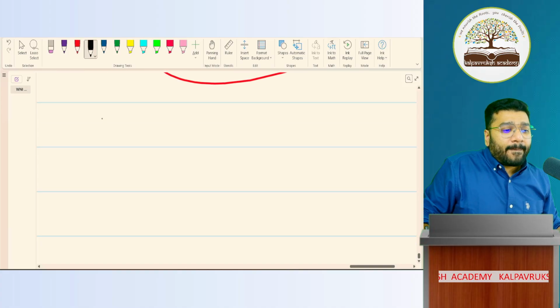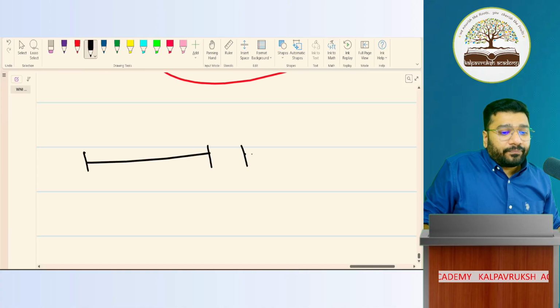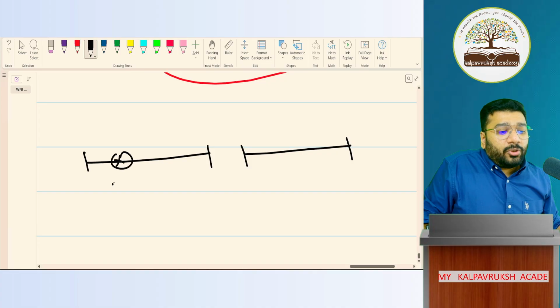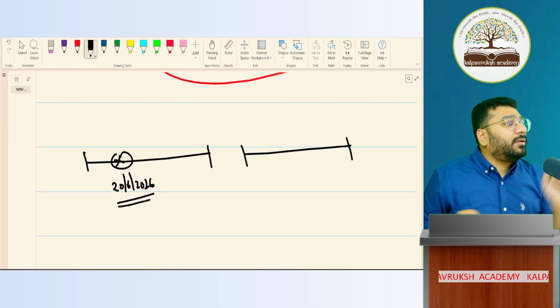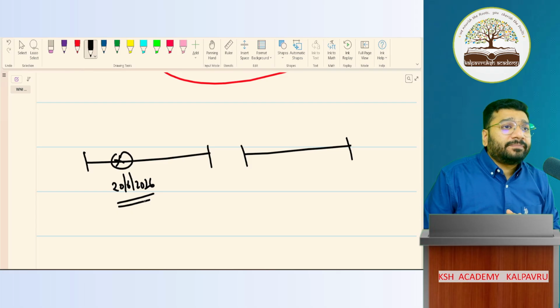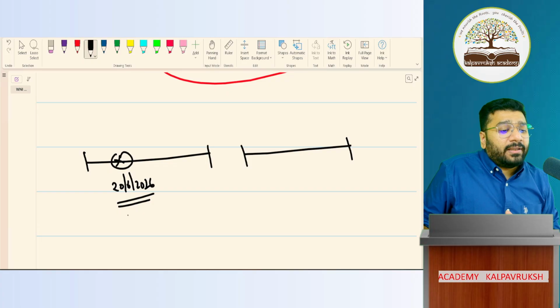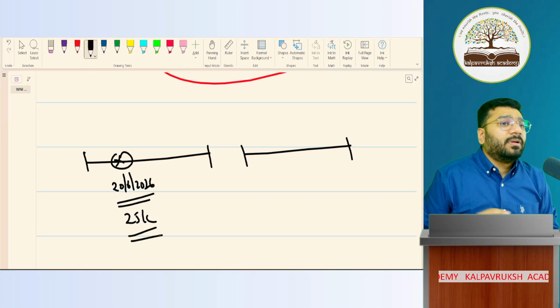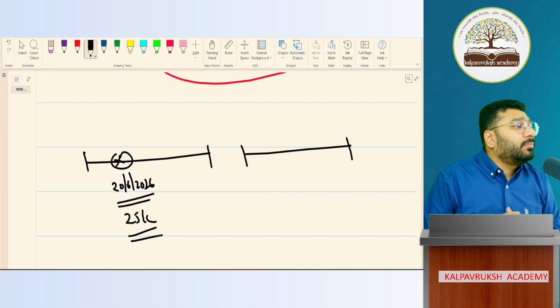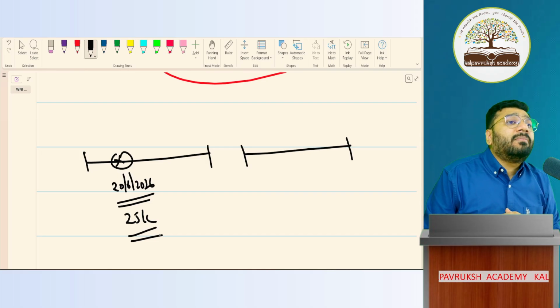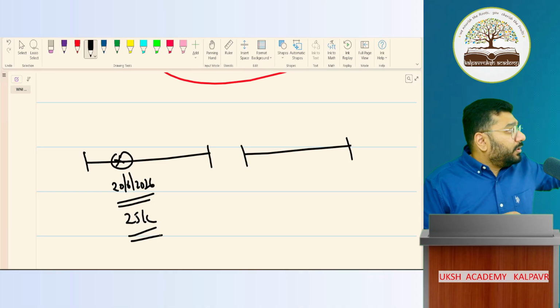Now, today is 20 June 2026. I got a bill from the electricity department. They asked me to pay an EB bill of 25,000 rupees. They'll give you 1 month of time to make the payment. Got it, not got it?